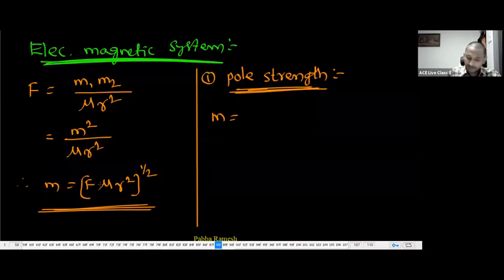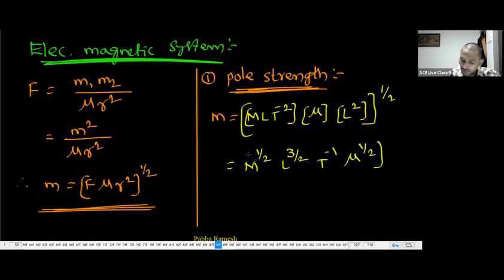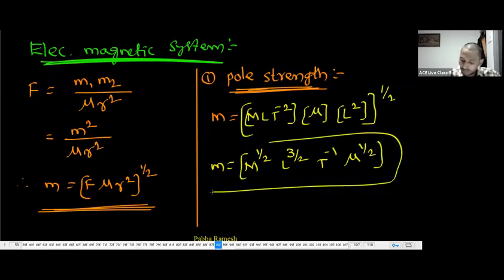What is F? M L T minus 2. Mu should be as it is, because our representation is in this form only. And R means distance, so L square, whole power 1 by 2. Therefore, here we get M power 1 by 2, L power 3 by 2, T power minus 1, mu power 1 by 2. This is M. Clear?